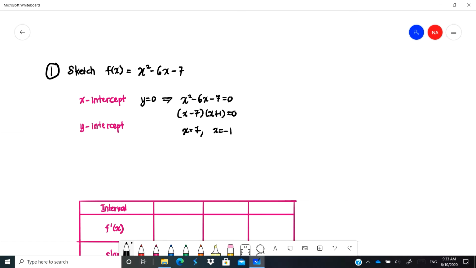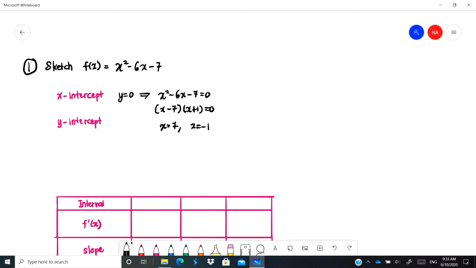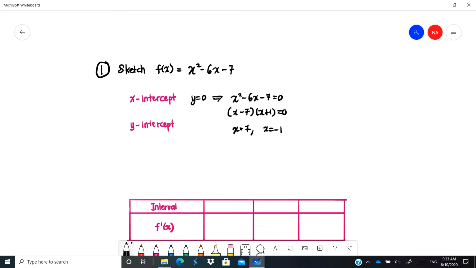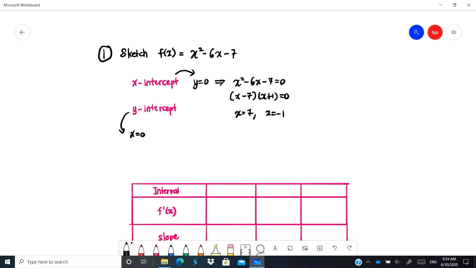Next, we're going to find the y-intercept, which is when x is equal to 0. I'm writing this here. When x is equal to 0, our f of x, or we can write y, will be, substituting x with 0 here, y equal to -7.